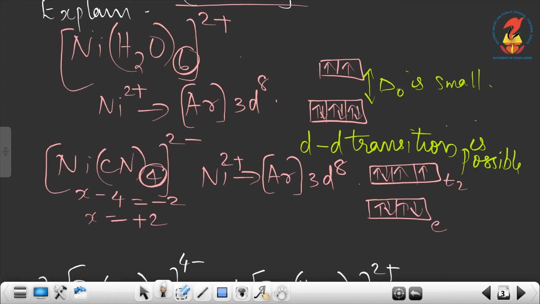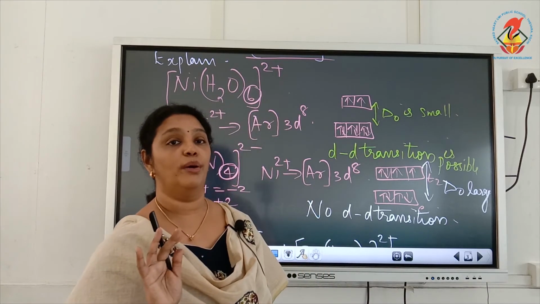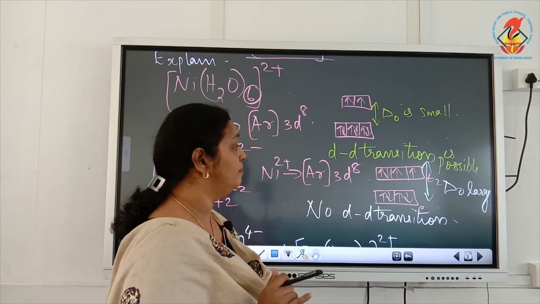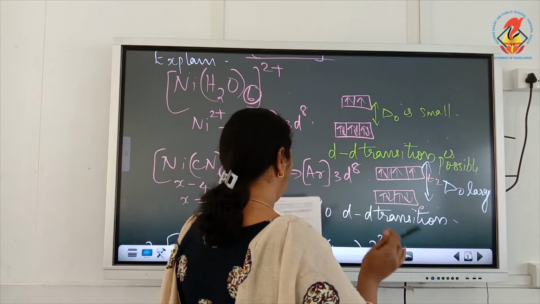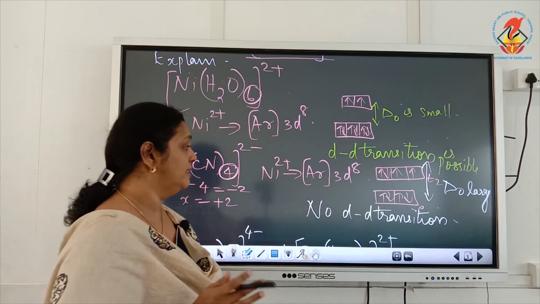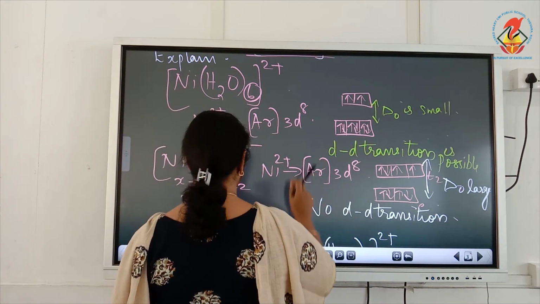It's a strong ligand, so this value Delta O, or crystal field splitting, is very large, which means what is not possible? No d-d transition is possible. So the compound is colorless. Very important in this case: since Delta O is very large, no d-d transition is possible and the compound is colorless.